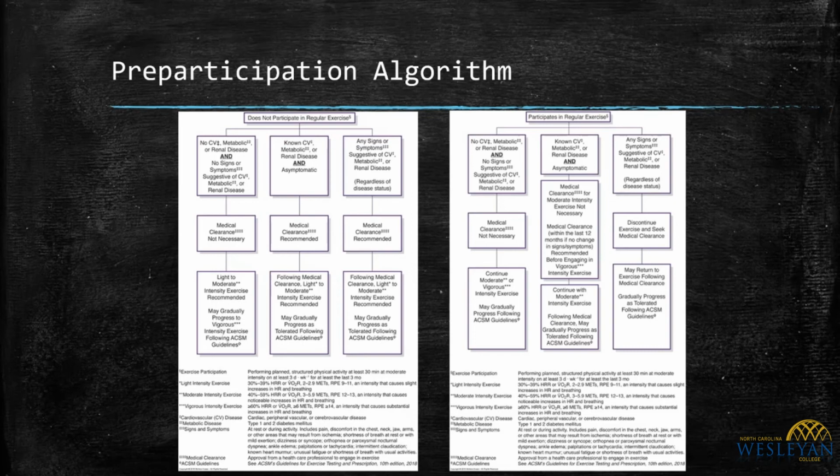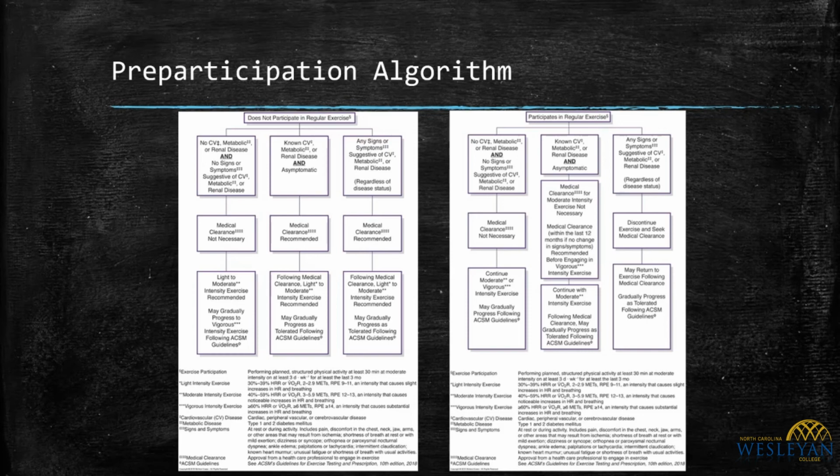deemed someone with known cardiovascular, metabolic, or renal diseases and is asymptomatic, medical clearance is needed, but it is not needed for moderate intensity exercise. It is only needed within the last 12 months before engaging in vigorous exercise. You can continue with moderate exercise, but following medical clearance, you can gradually progress.